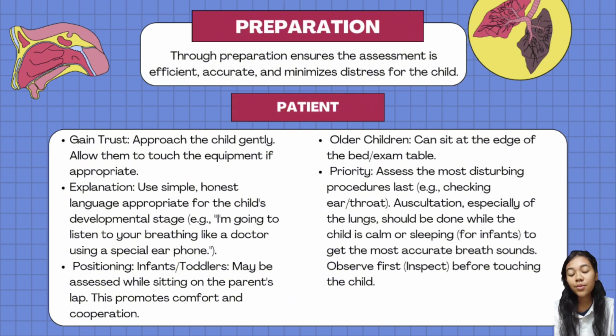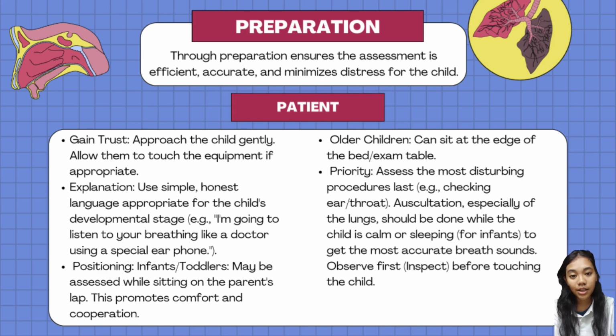The next one is positioning. Infants or toddlers may be assessed while sitting on the parent's lap. This promotes comfort and cooperation. For the older child, they can sit at the edge of the bed or exam table.